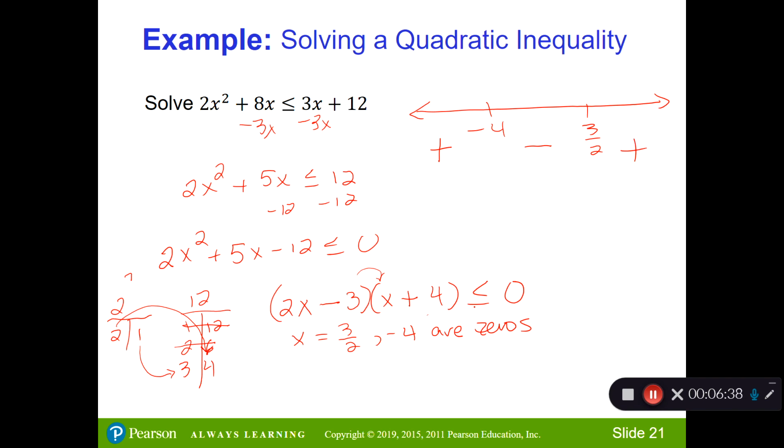I want the negatives because this is less than 0. The negative is here. So I'm going to go from negative 4 to 3 halves. And because I have the equal to on this one, I'm not using parentheses. I'm going to use a bracket to include the 0.